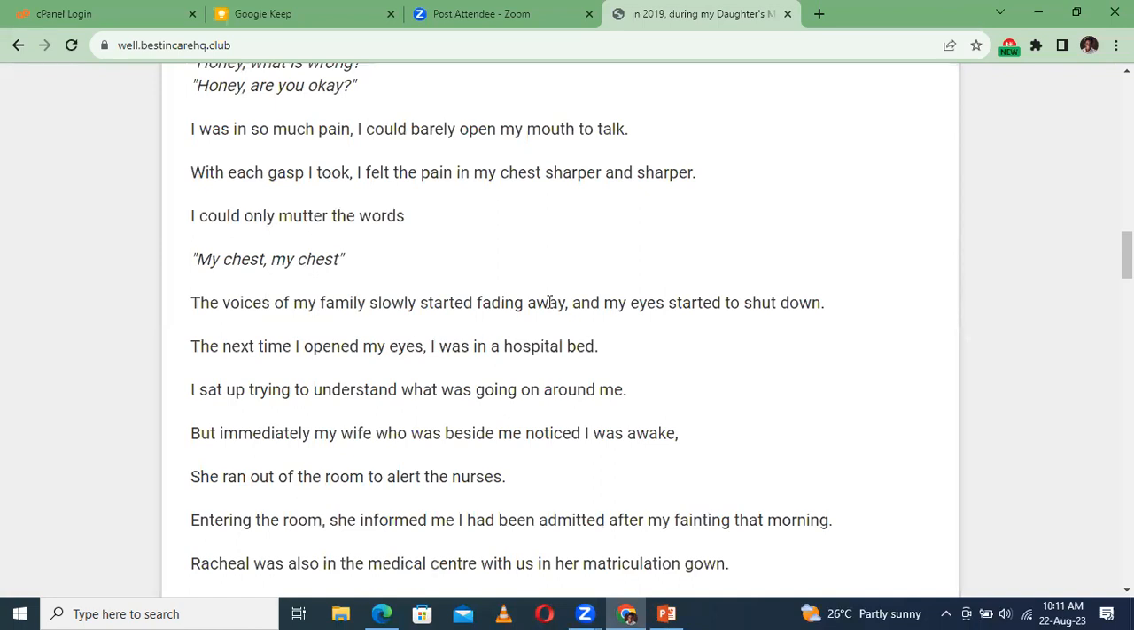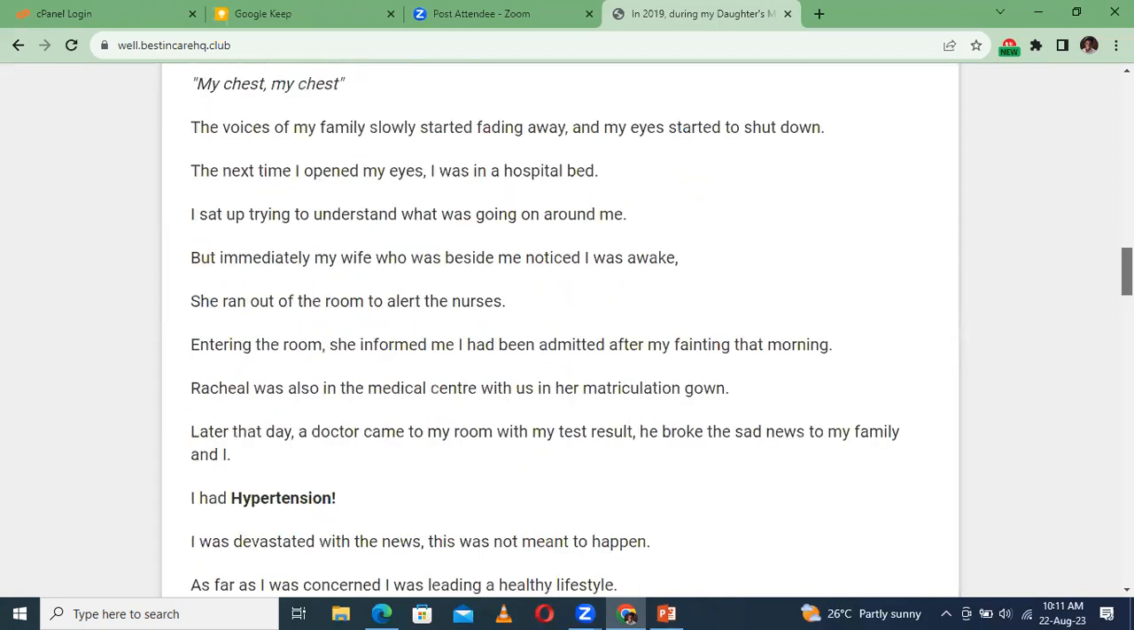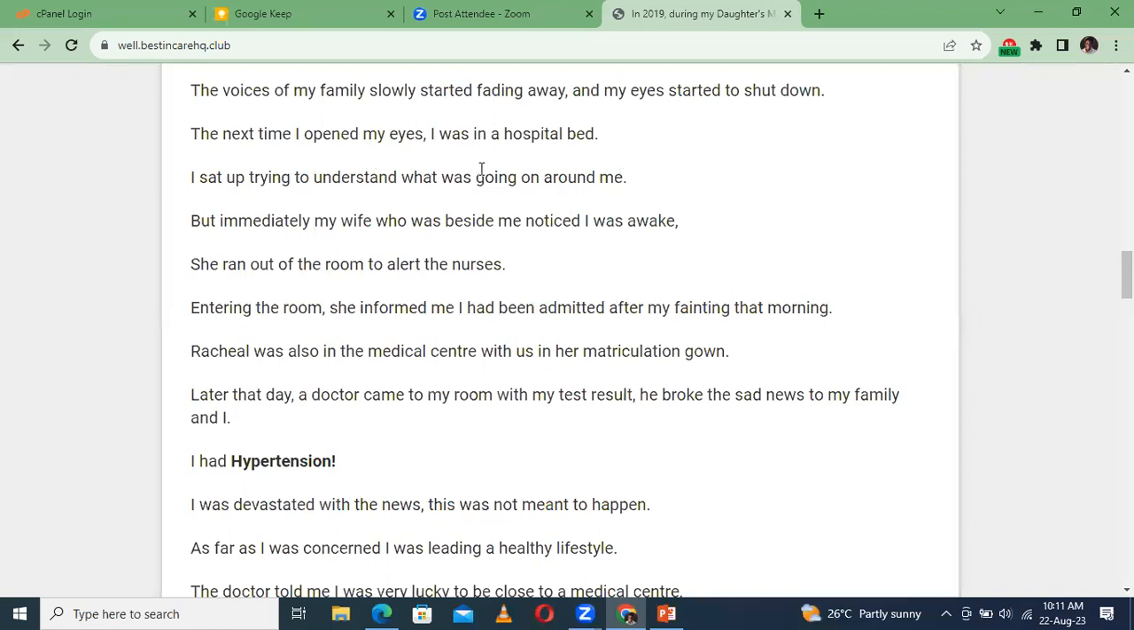The voices of my family slowly started fading away, and my eyes started to shut down. The next time I opened my eyes, I was in a hospital bed. I started looking around, trying to understand what was going on around me. But immediately my wife, who was beside me, noticed I was awake. She ran out of the room to alert the nurses. Entering the room, she informed me I had been admitted after my fainting that morning. Rachel was also in the medical center with us in a matriculation gown.